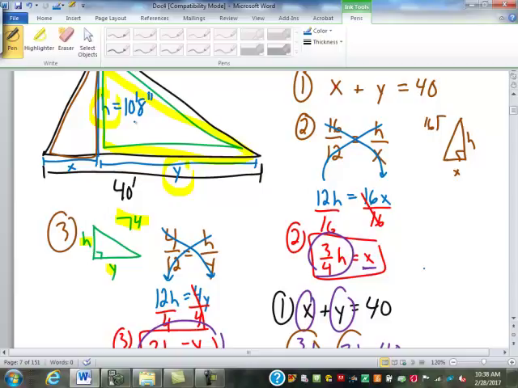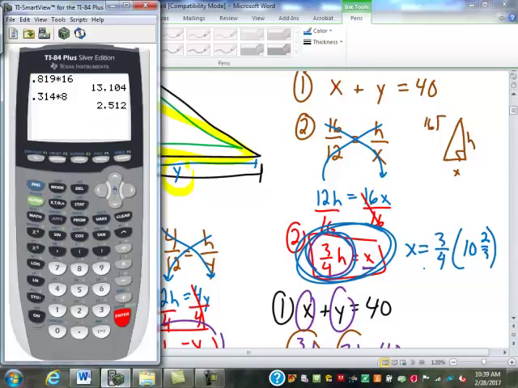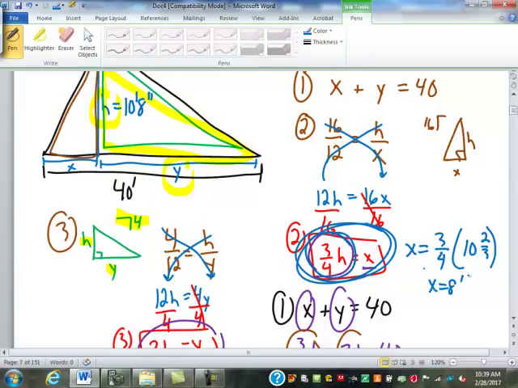We still got to find x and y. But we know that x right over here is 3/4 times h, right? So it's 3/4 times 10 2/3. What is 3/4 times 10 2/3? Careful. I get 8 actually. So 0.75 times, just to make sure I'm correct here. And it is 8. So x equals 8 feet.